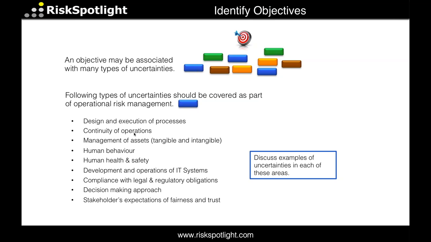Then let's look at the third one, management of assets. So this is where now we have lots of assets in our organization which we need to support our processes and support our customers. And they can be tangible assets, like a data center, a building, IT systems. They can be intangible, like our reputation or the information we have about our customers. So what could be some of the uncertainties around the management of assets?